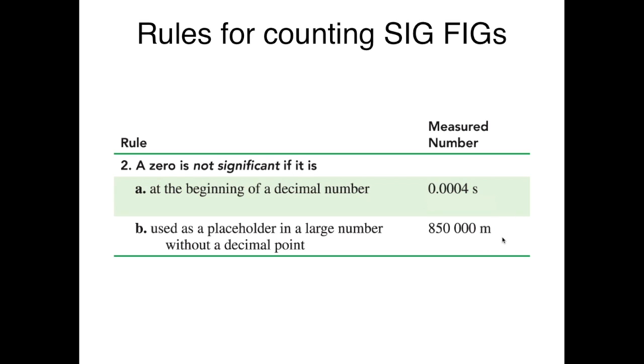So these rules are kind of opposite of each other, right? Again, let me rephrase. If you have a decimal, leading zeros are insignificant. If you have a large number without a decimal, trailing zeros are insignificant. They are opposite of each other. If you remember those two rules, you will be set to go.